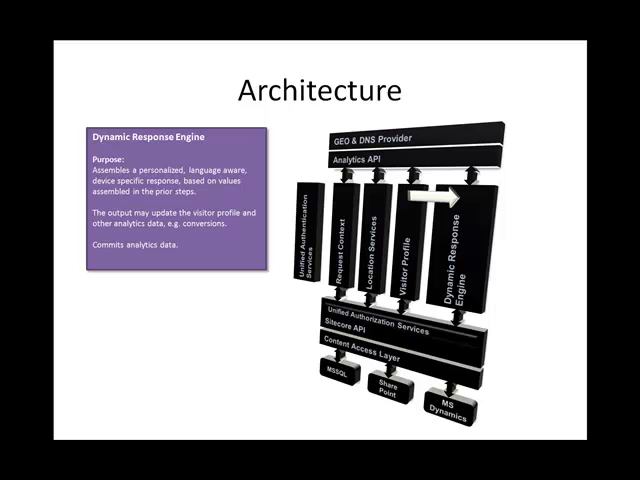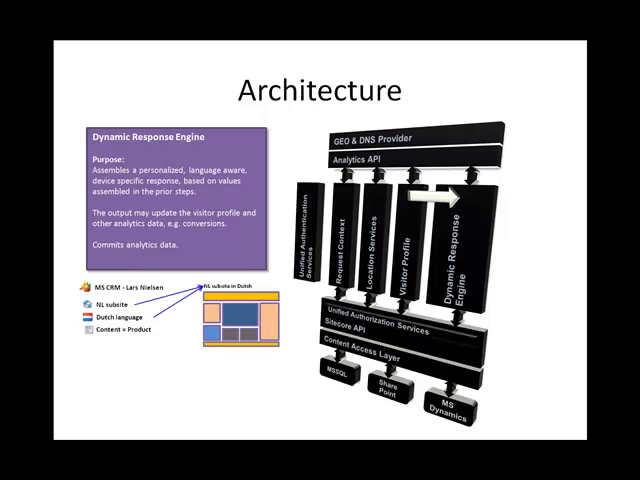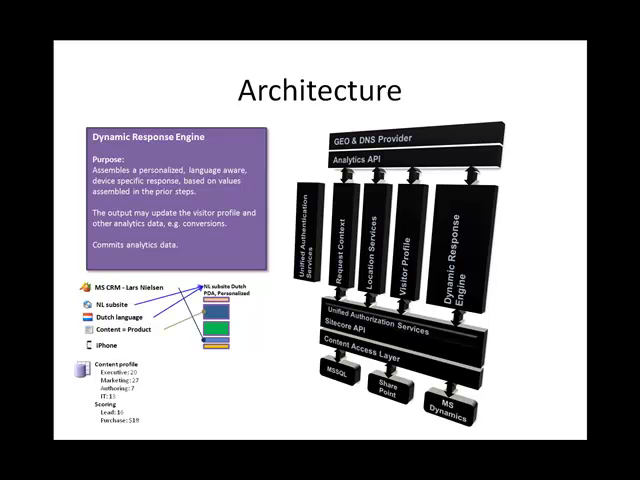So the next is the dynamic response engine. This basically assembles a personalized, language-aware, device-specific response based on all the pipeline steps that happened before this. So for example, based off all the information that we have gathered in the steps before, we can render up the Netherlands site in the Dutch language using the content item product, and we could also render it in the iPhone device view. So for example, we can use the profile scores that we have built over time during this session or the previous sessions to change and personalize this particular person's experience on the website.